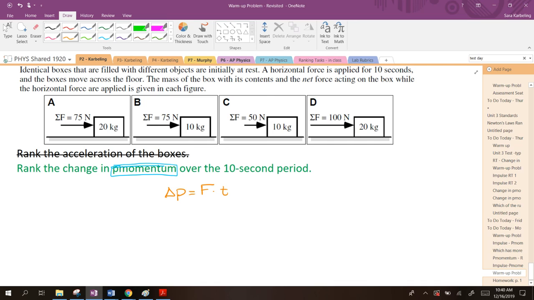Joel. That's my answer. E is the biggest. A and B are the same, and C is the littlest.